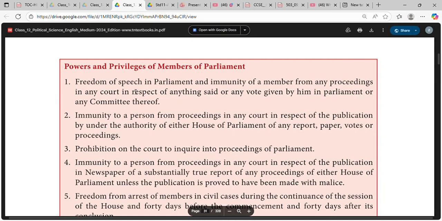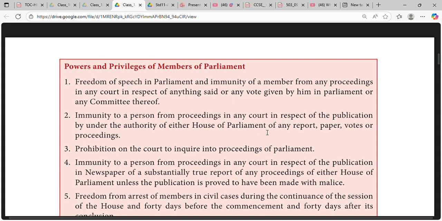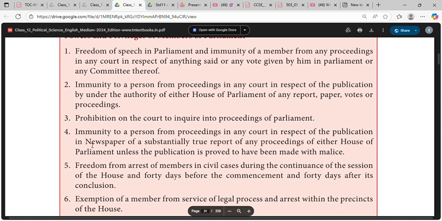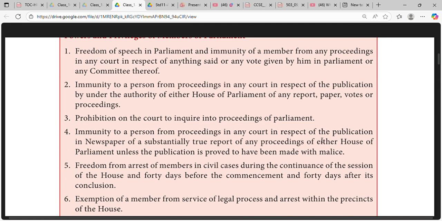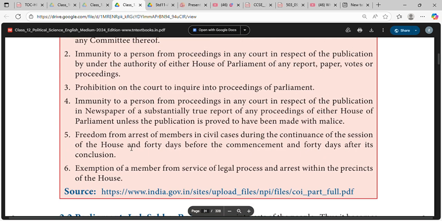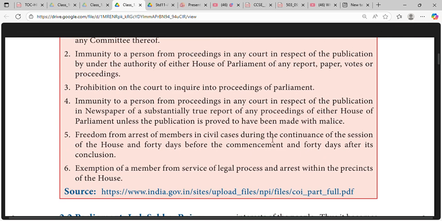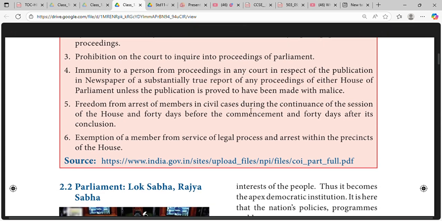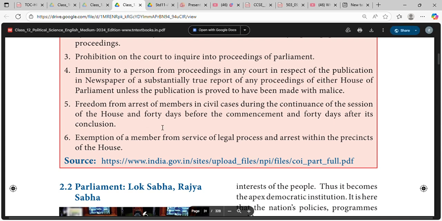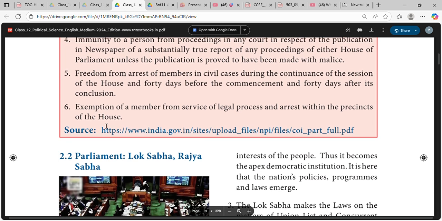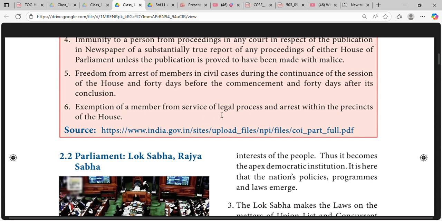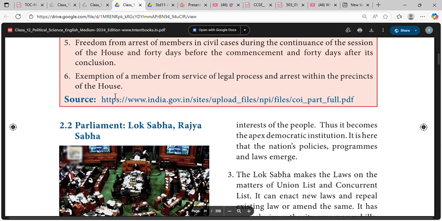Powers and privileges of the members of parliament: freedom of speech in parliament; immunity to a person from proceedings in any court in respect of publication by or under the authority of either house of parliament of any report, paper, votes, or proceedings; prohibition on the court to inquire into proceedings of parliament; immunity to a person from proceedings in any court in respect of the publication in a newspaper of a substantially true report of any proceedings of either house of parliament, unless the publication is proved to have been made with malice; freedom from arrest of members in civil cases during the continuance of the session of the house and 40 days before the commencement and 40 days after its conclusion; exemption of a member from service of legal process and arrest within the precincts of the house.